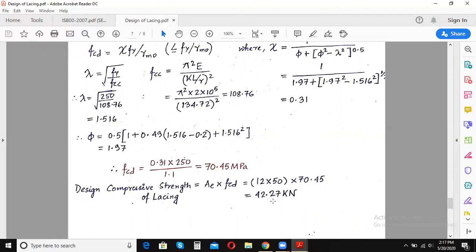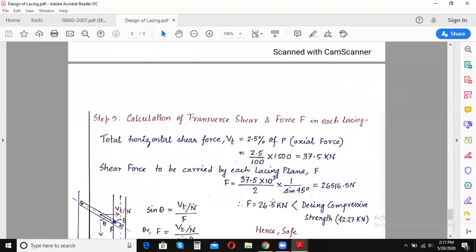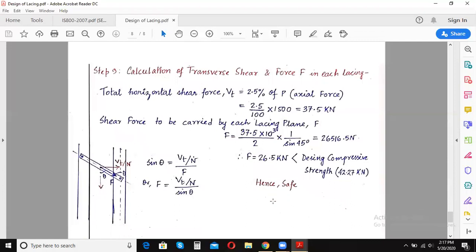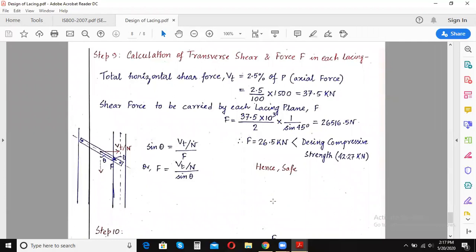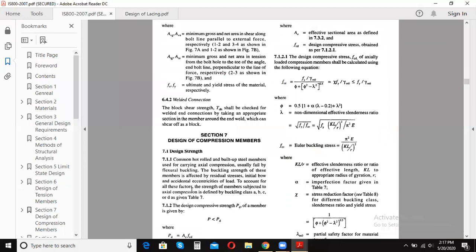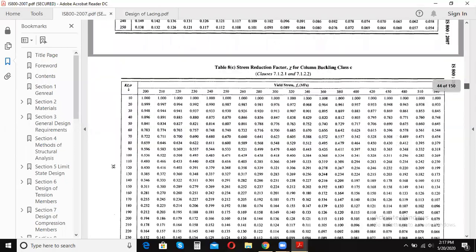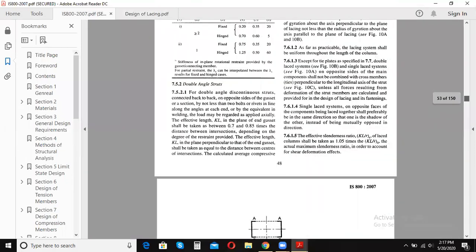Now what you have to do, you have to calculate the force that is acting on the lacing, the rectangular flat, on the lacing flat. So how do you calculate F? See, for calculating F, first you have to calculate the transverse shear force which is acting on the lacing. Okay, and how much is it? Transverse shear force. Okay, I have to go back to the clauses for lacing.